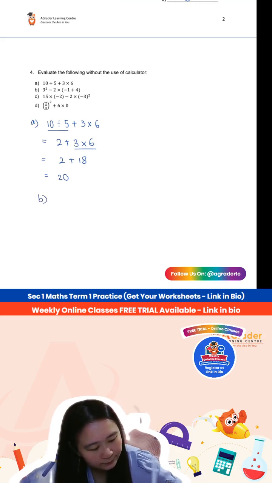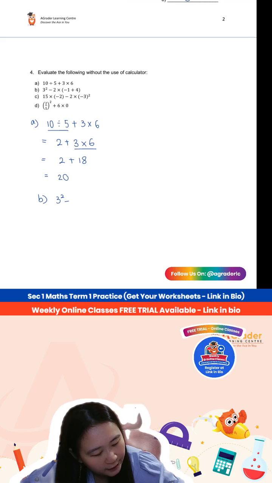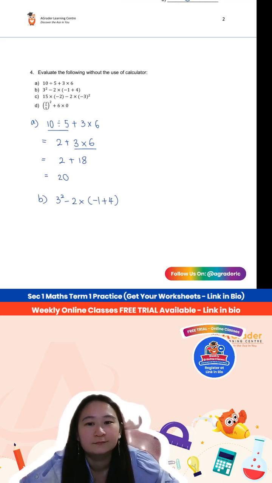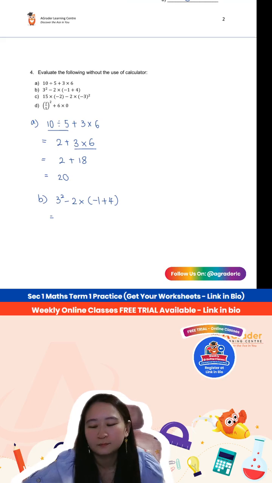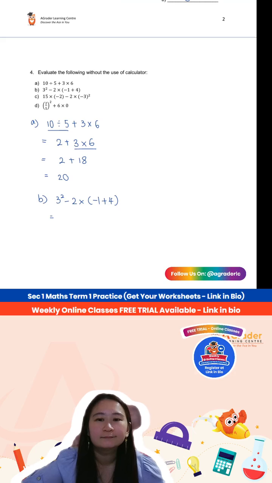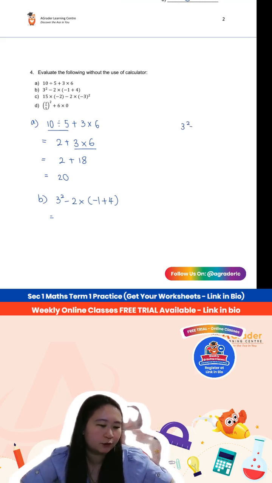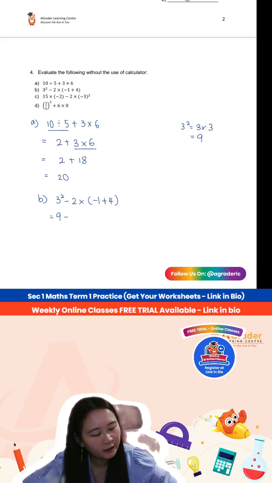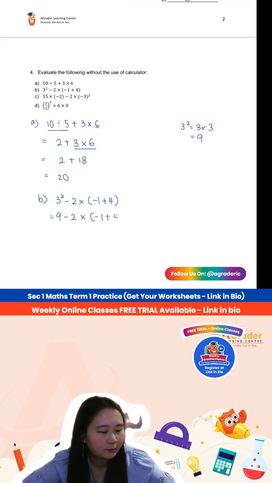Okay, part B. We have 3 square minus 2 times negative 1 plus 4 equals to. So 3 square means 3 times 3. So 3 square equals to 3 times 3, which is equal to 9. So we have 9 minus 2 times negative 1 plus 4.